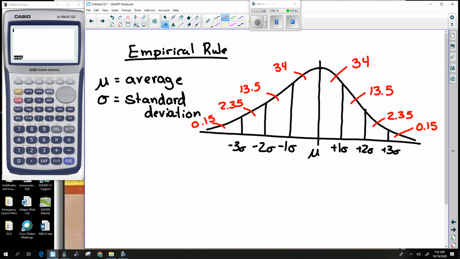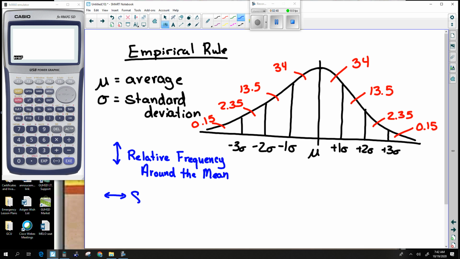Okay. Also, which is described a little bit in this chapter and will be more, I think, in the next chapter, the chapter beyond this, is the way to describe this curve. If you're describing the height of it, you're describing the relative frequency around the mean. If you're describing the general width of it, you're describing the standard deviation.